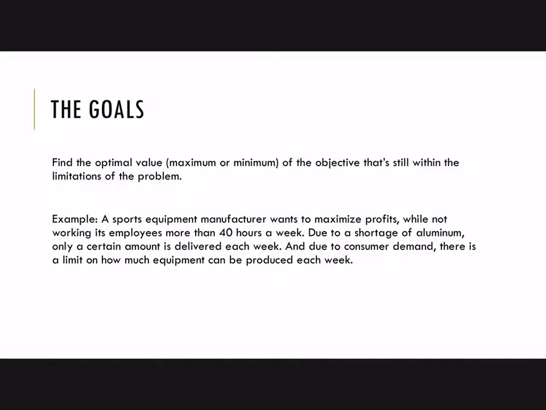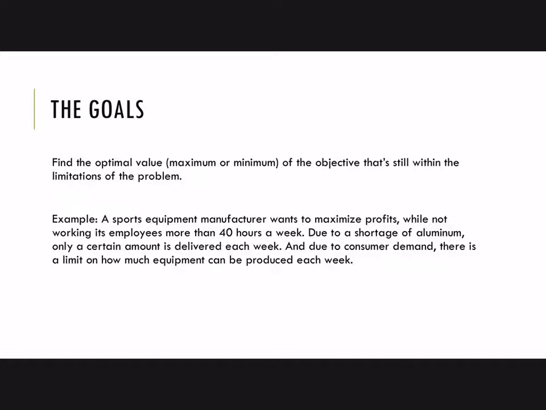And then once we have mathematically described the goal of the problem and the constraints, then what we want to do is find the optimal value of the objective, so for instance the maximum profit or the minimum cost, that's still within the limitations of the problem. All right, and we do this by looking at a graph.